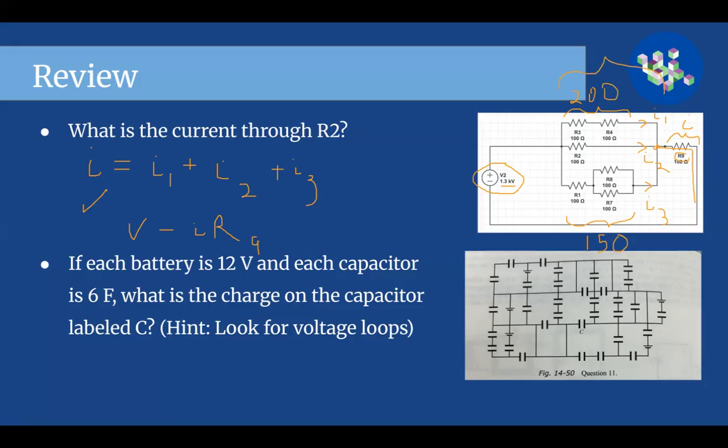That voltage is simply the voltage across this loop, this loop, and this loop. Then we can use V equals IR again and solve for all of these quantities. I'm not going to go through it because there's a lot of calculation, but that's the general idea. The second problem I'll let you think about more. Hint: look for the voltage loops. Remember Kirchhoff's law, the sum of the voltages in a loop is zero. Try to find a loop that makes the charge on C very easy to calculate. We'll come back to this later.